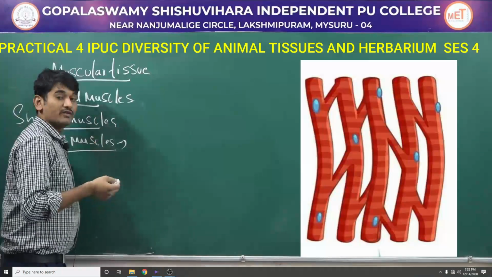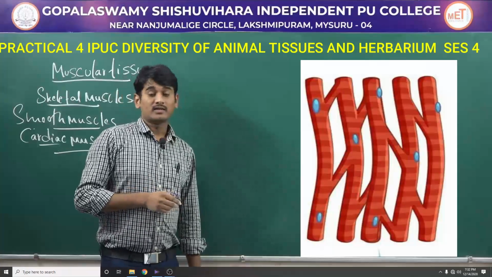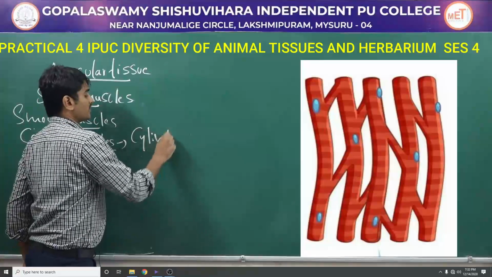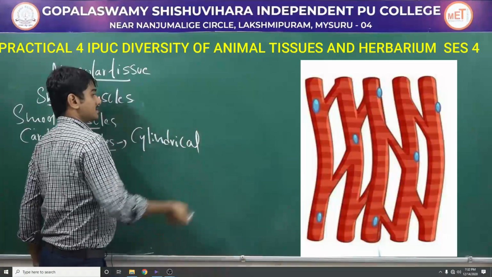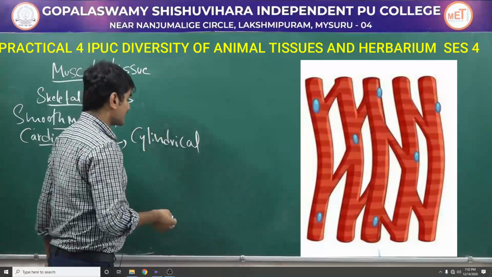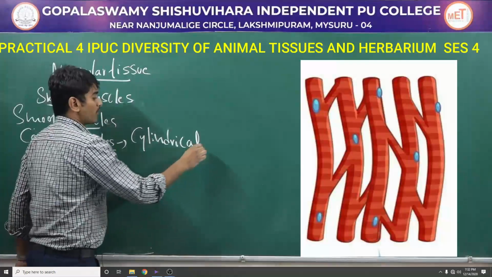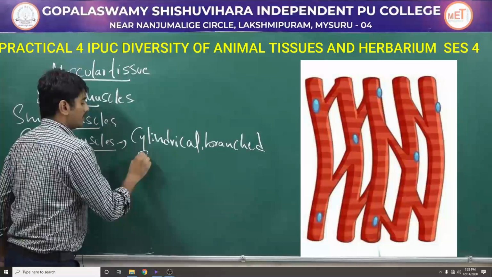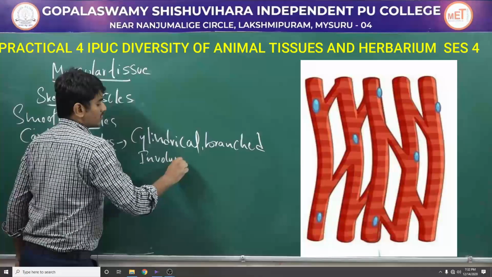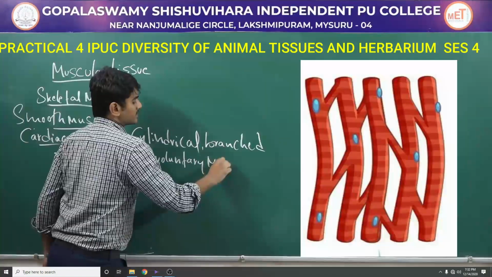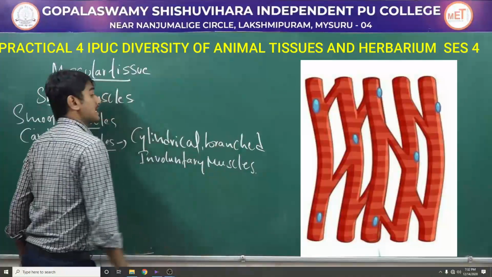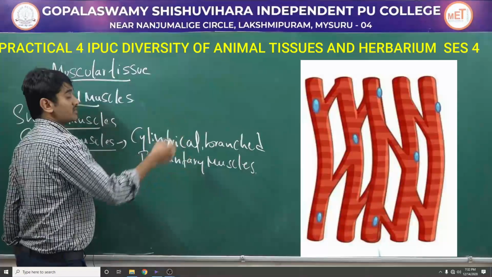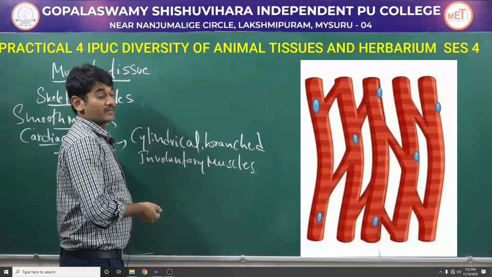Yes, we know about the location of cardiac muscles. The cardiac muscles are cylindrical. On the right side we can observe the picture of cardiac muscles. The cardiac muscles are cylindrical and branched, and these are all involuntary muscles, with sarcolemma and thin sarcoplasma, and a centrally placed nucleus.